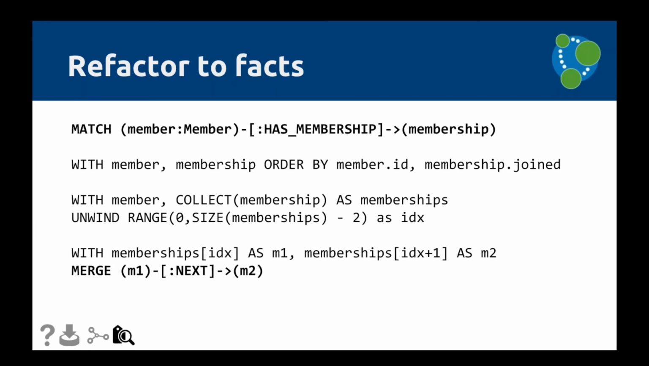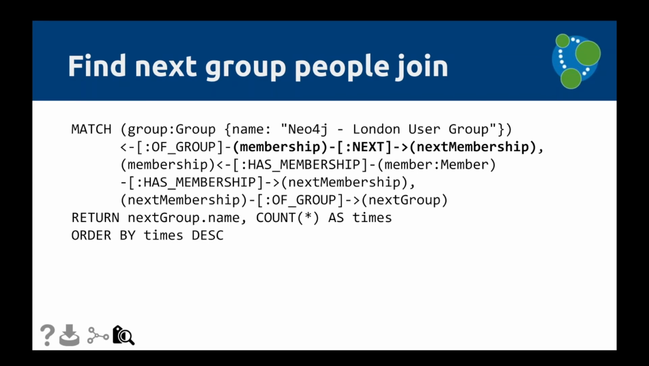And so we can write this query to do it. I probably won't go into the details for this. You can obviously have a look at it afterwards. But effectively, we're just ordering the memberships for a specific person, and then we're joining each pair of adjacent memberships together. And what that does is that now allows us to write a simpler query to find the next group that people join after the Neo4j one. So if we go through this query, we say find me the Neo4j group, find the memberships of the group, then find the next membership, and make sure that the memberships are for the same person, and make sure that they're for the group as well.